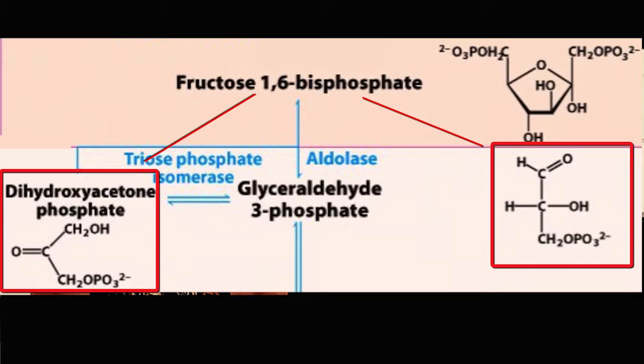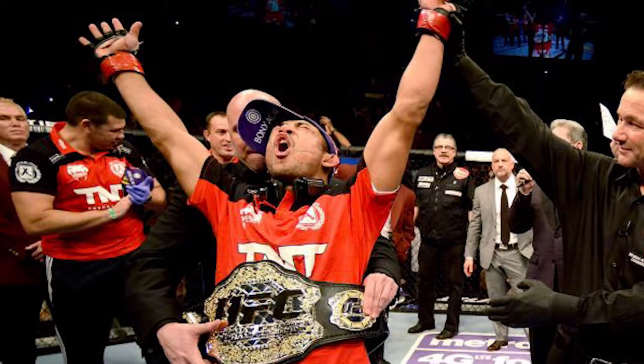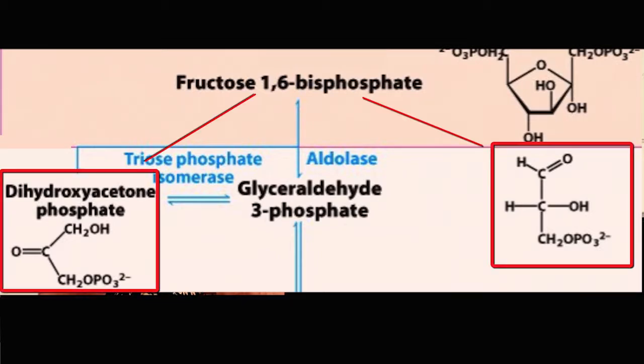We see that the enzyme that we use to break up this fructose 1,6-bisphosphate is aldolase. What aldolase reminds me of is the former UFC champion Jose Aldo, who would throw these crazy leg kicks and break fighters down. And essentially that's what aldolase does. It breaks down fructose 1,6-bisphosphate into 3-carbon molecules, one dihydroxyacetone phosphate and the other glyceraldehyde 3-phosphate.